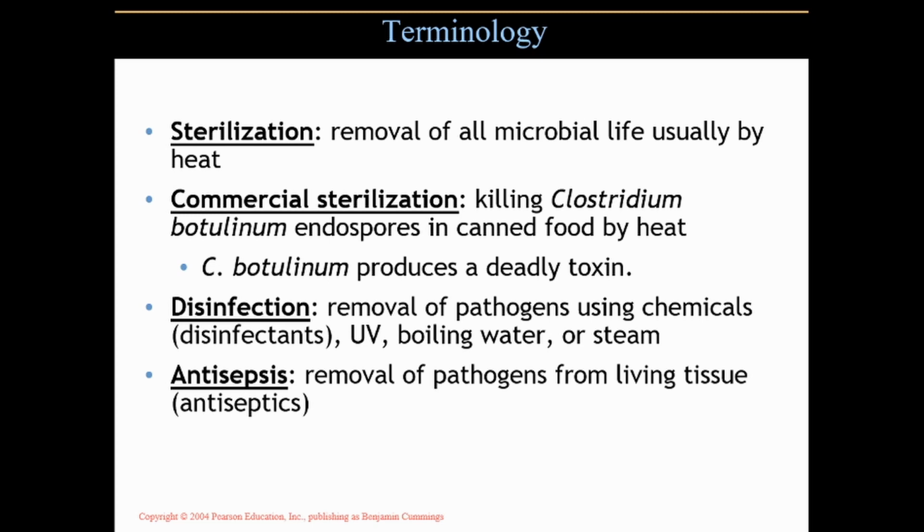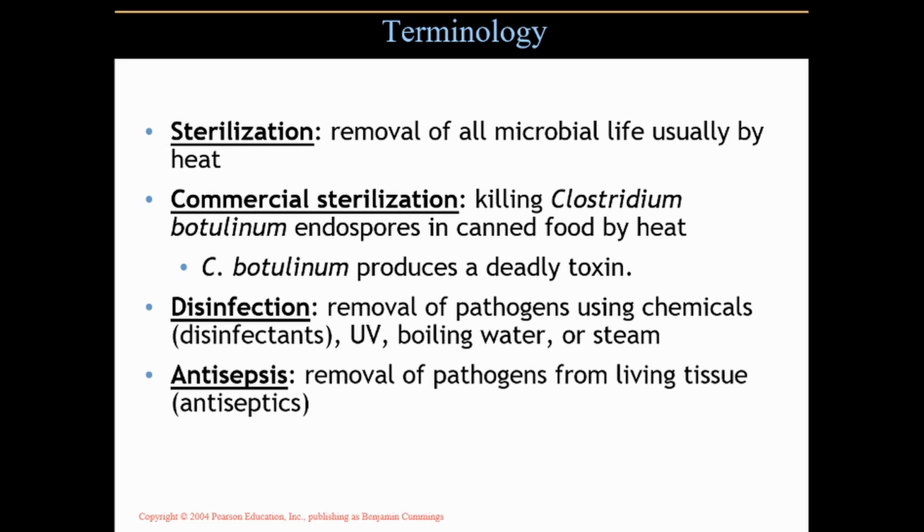Disinfection, so removal of pathogens using chemicals that we call disinfectants. We can use ultraviolet radiation, boiling water or steam will disinfect, so it's removing them from a surface or from, say, a water supply, for example. You might have a UV system in your house to disinfect the water as it comes into your home.